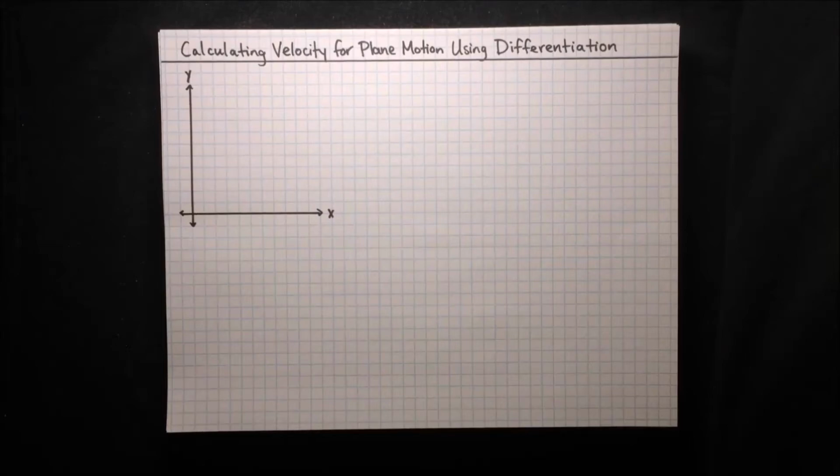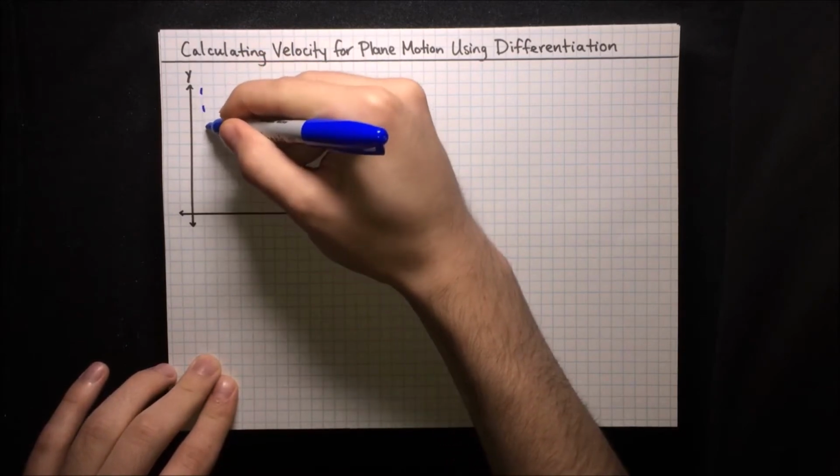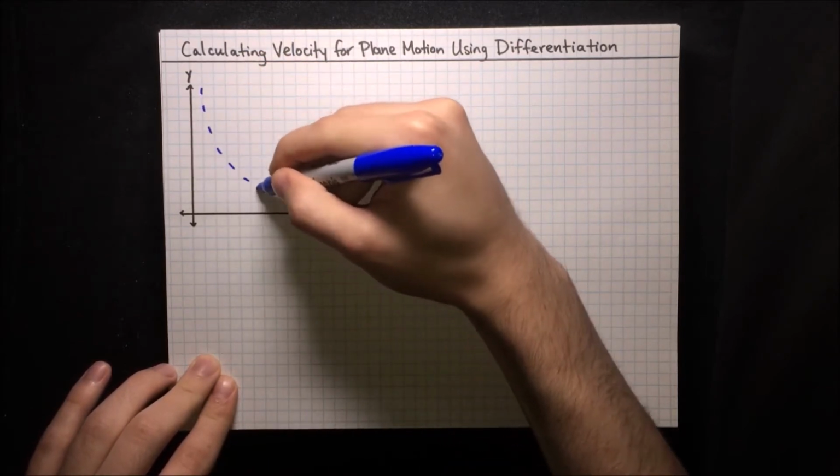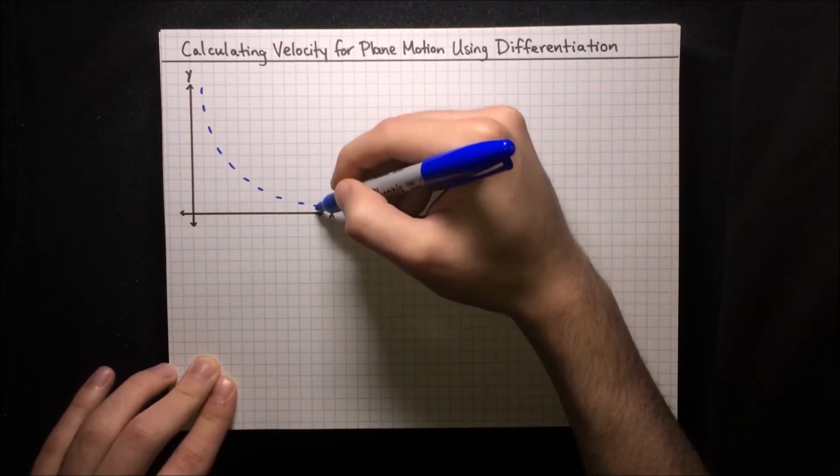In this video, I'm going to show you how to calculate velocity for plane motion using differentiation. Imagine that we have a particle moving along some path in the xy plane. Say the path goes from here and then makes a curvy path down to here. The particle has different locations at different times.